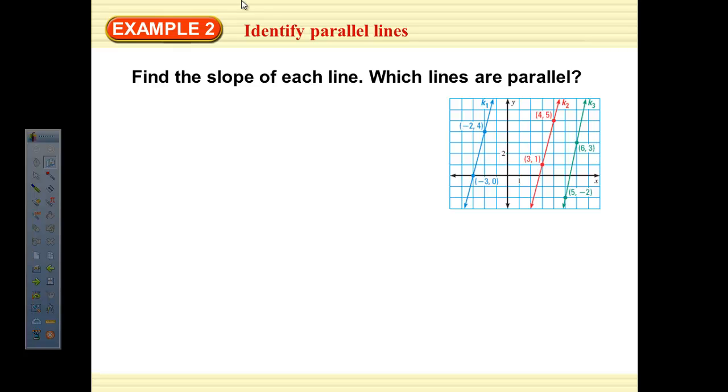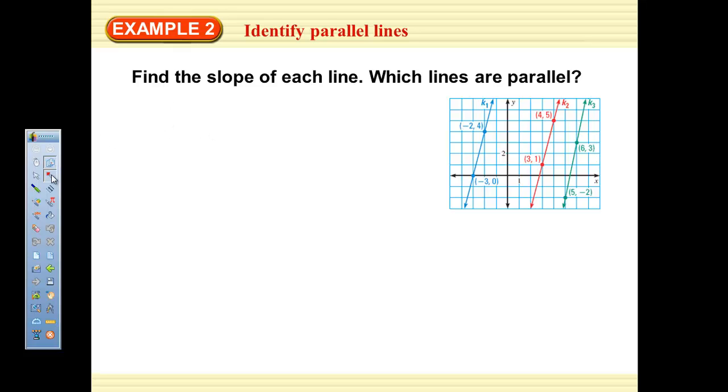For these next examples, we're going to look at parallel lines. The thing you need to remember with parallel lines is if lines are parallel, then the slopes will be the same. So write that down if you don't have it written down already. So what we need to do is find the slope of each line.